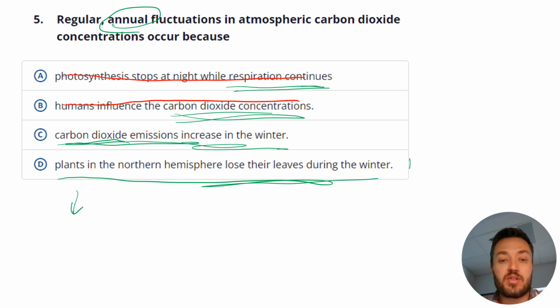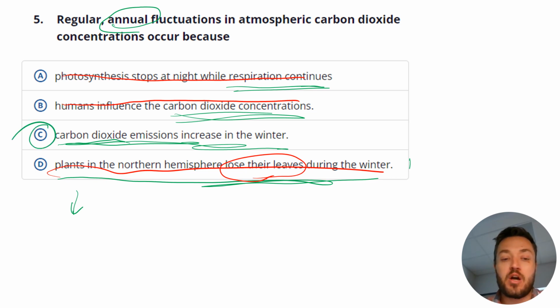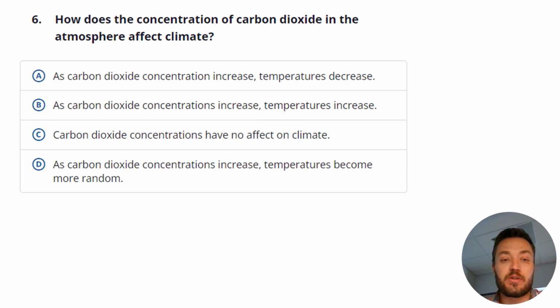Carbon dioxide emissions increase in winter makes a lot of sense, and plants in the northern hemisphere lose their leaves during the winter also makes a lot of sense. My problem is there are plants in the southern hemisphere that also lose their leaves during the winter, which would counterbalance that. So I don't think it's that one. So for me, the only answer that could be correct would be carbon dioxide emissions increase in the winter.